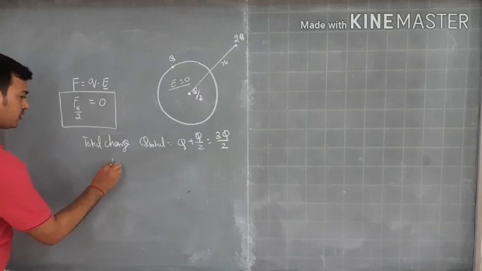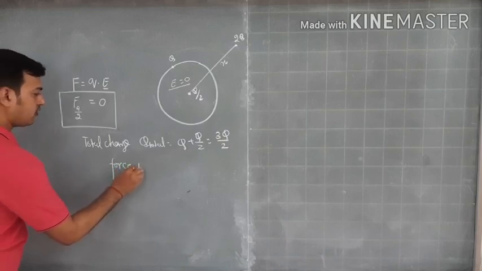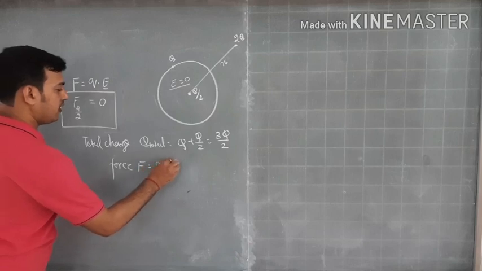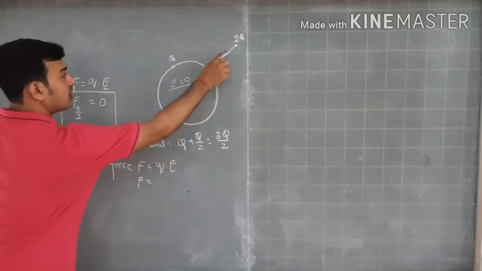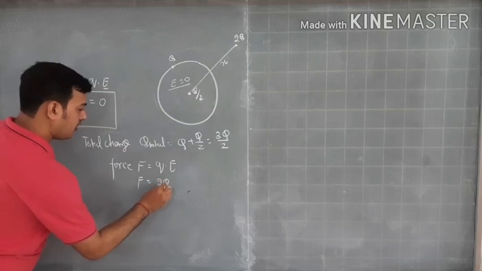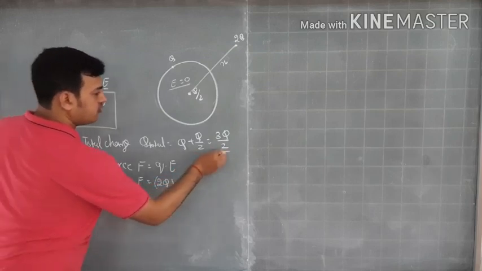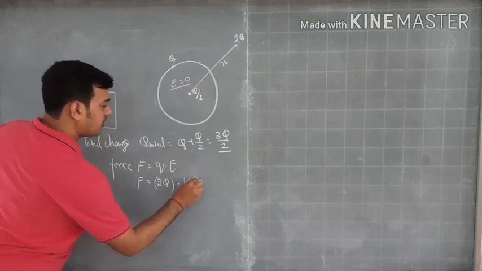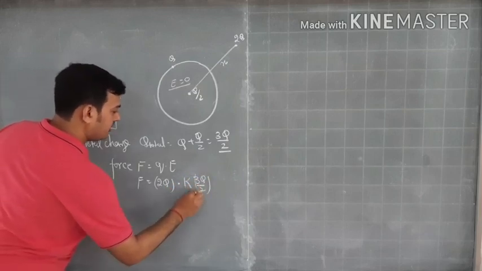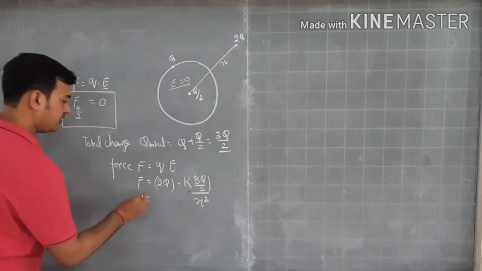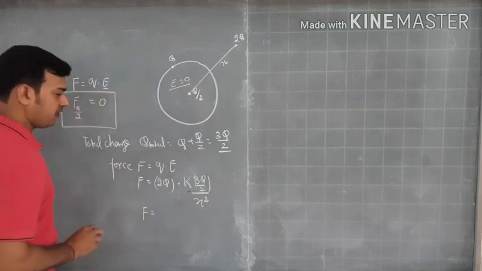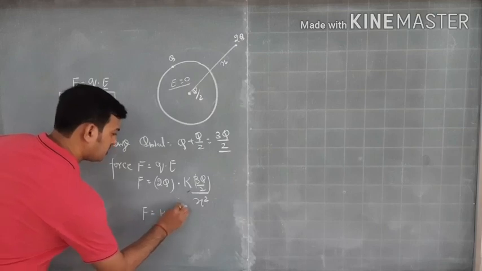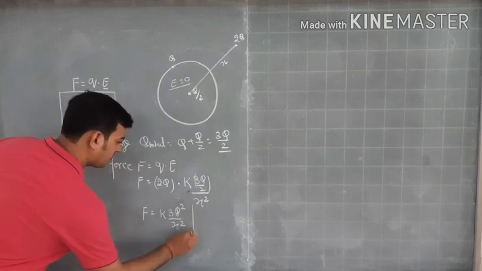So for force, you need to calculate the charge multiplied by electric field. My charge is 2Q, and the field due to this charge at a distance x, you know, is K times the charge divided by the square of distance. So if you simplify, you will get K times 3Q square by x square.